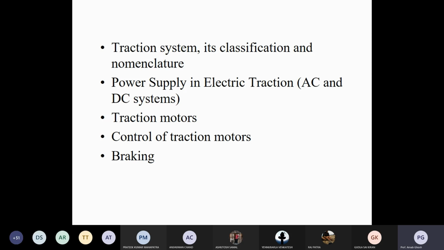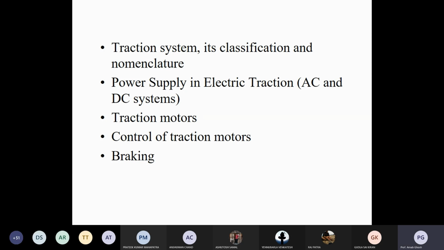If it is DC, what will be the advantages and the disadvantages? In all cases, both advantages and disadvantages are important, and based on that you are going to design the power supply. Then, what type of traction motors are we normally using?